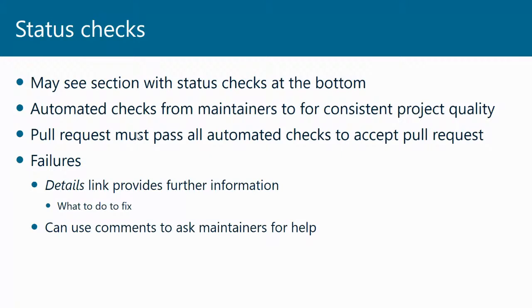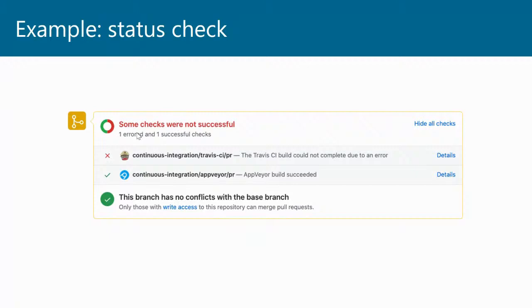And failures, if you get a failure, there'll be a details link that will provide further information about what to do to fix the problems that are causing your pull request to not pass. And you can use the comments, by the way, to ask the maintainers for help. In other words, if you just can't figure out why it's being rejected by the automated checks, then you can communicate with the maintainers to say, hey, I don't understand why I'm having this problem.